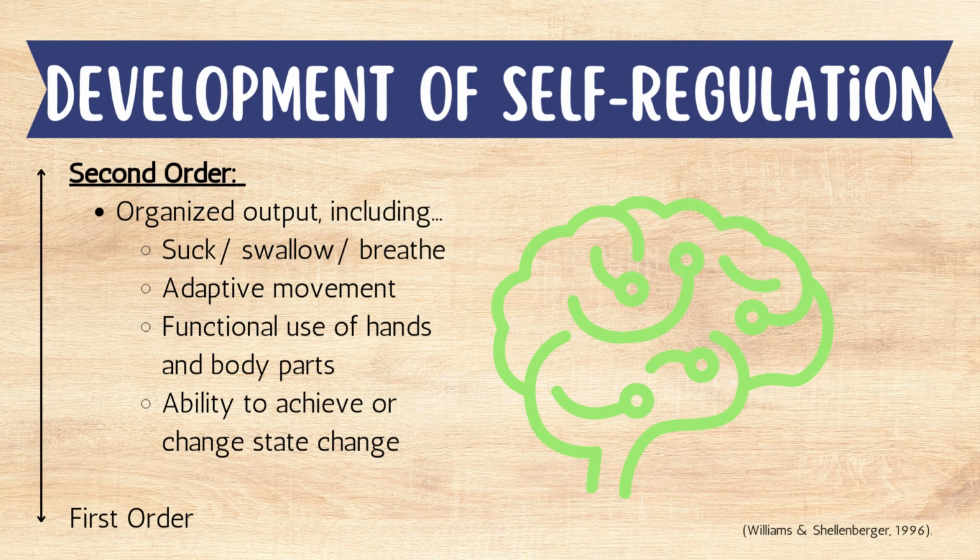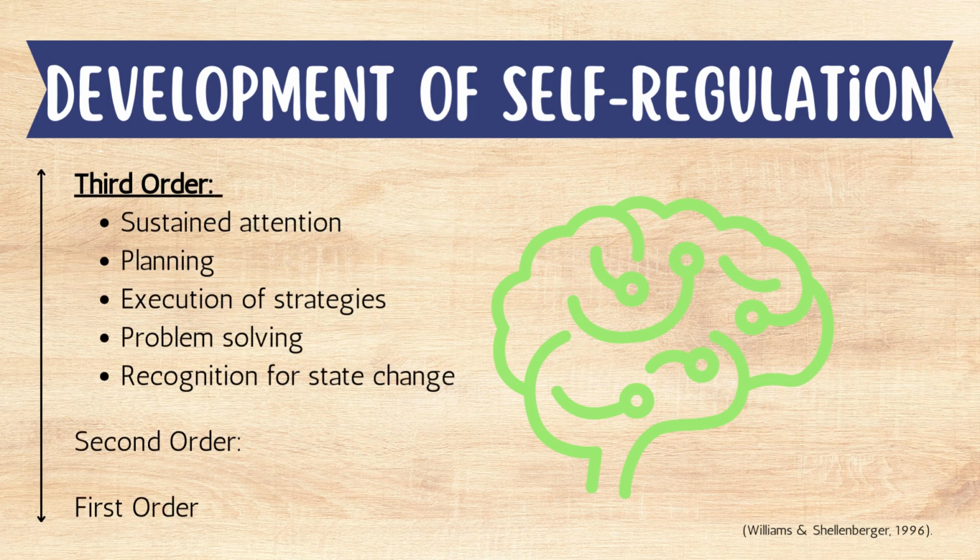Then we move into second order self regulation, which is where we begin to organize our bodies a bit better. This can be demonstrated through the suck, swallow, breathe patterns of infants, adaptive movement, using our body and our hands in functional and meaningful ways, as well as achieving or changing our state as we grow older. Third order self regulation is some big stuff, and the hard skills children and adults continue to grow and learn.